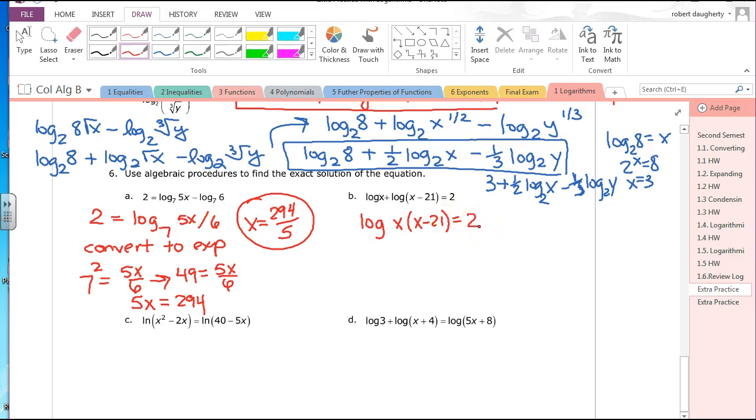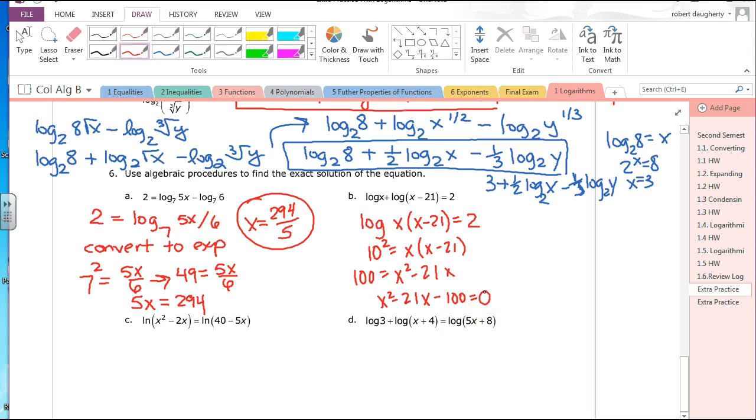I want to convert this to exponential. The base here is 10. So this means that 10 squared equal x times x minus 21. That means 100 equal x squared minus 21x. Let's set this equal to 0 and solve the quadratic. Excuse me, let me back up. This is x squared minus 21x. So x squared minus 21x minus 100 equal 0.